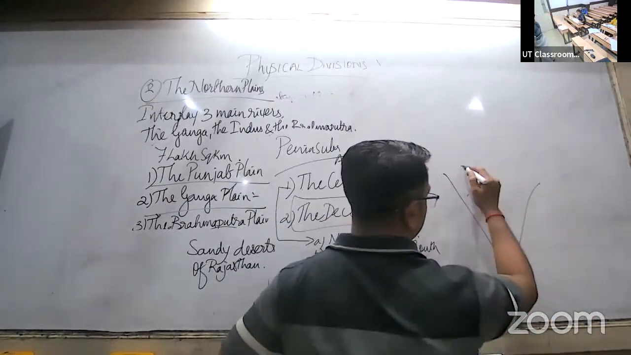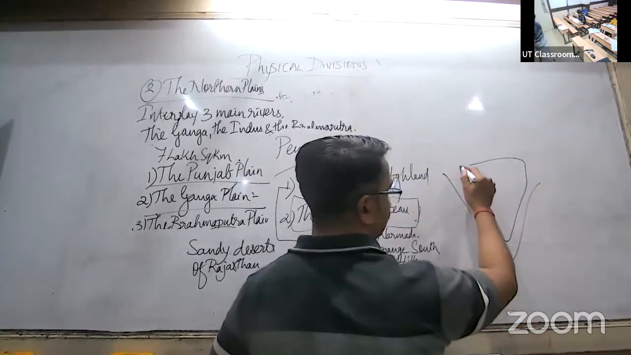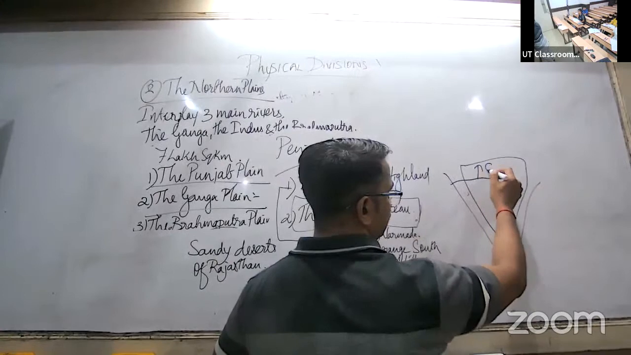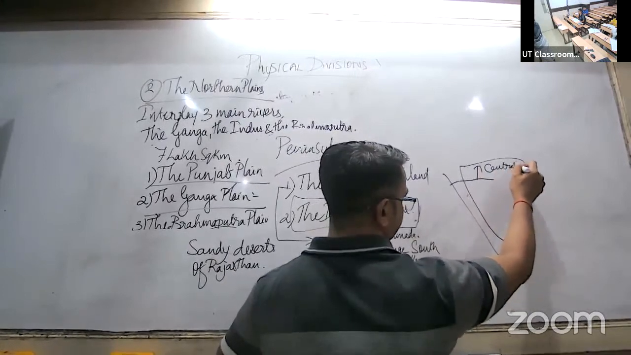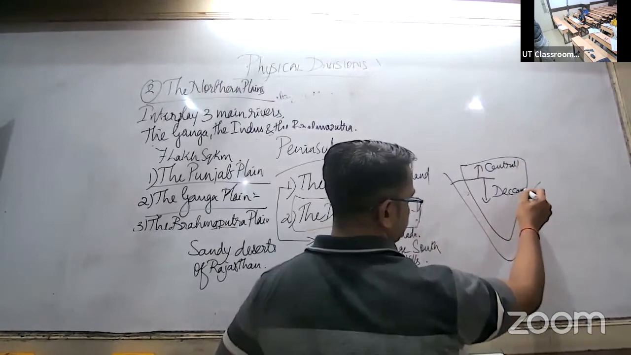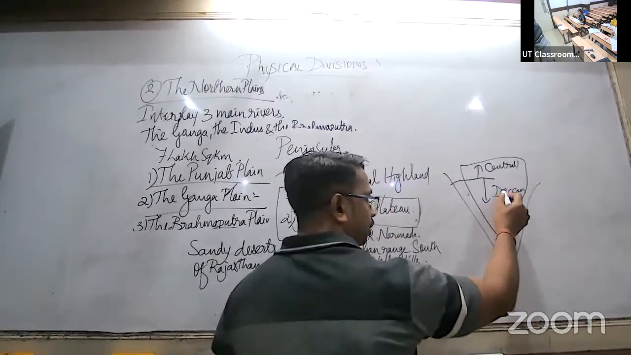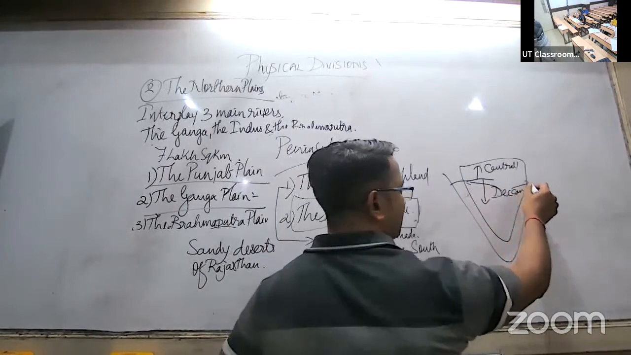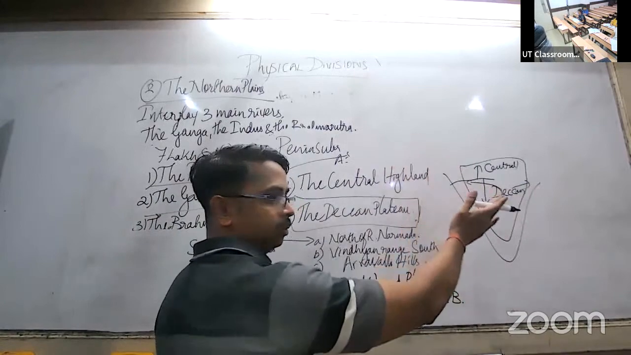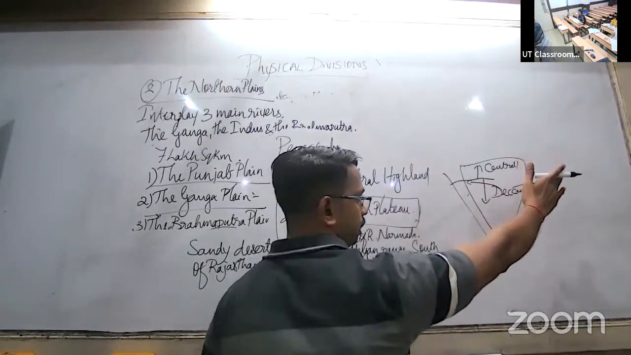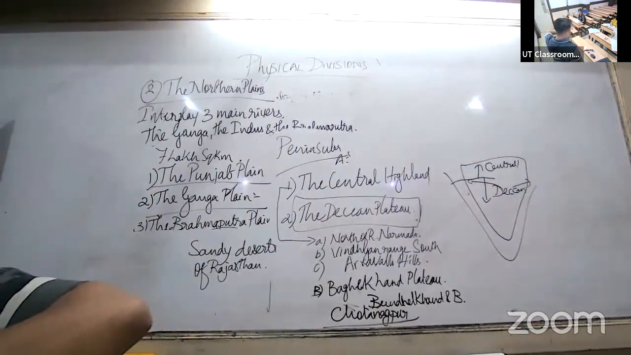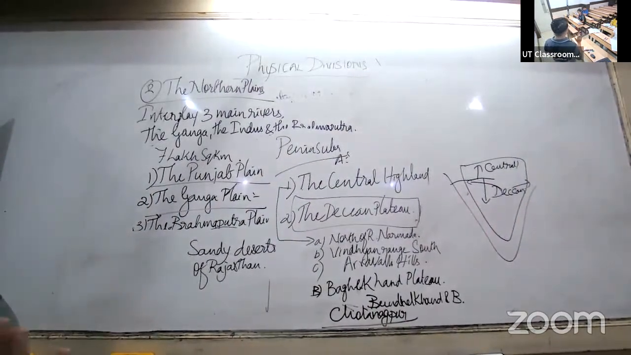This is the one, and this is the Deccan Plateau. You remember? The river Narmada, to its north is the Central Highland, correct? And to its south, which plateau? Deccan Plateau. Here we are talking about west and east. West means towards Gujarat, and east means towards this side. Which state is here? Odisha. So now we are into the Deccan Plateau and we are marking the east and west.